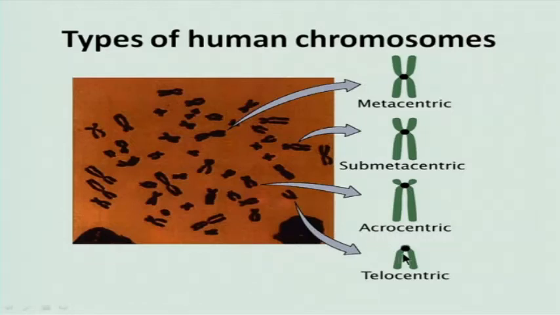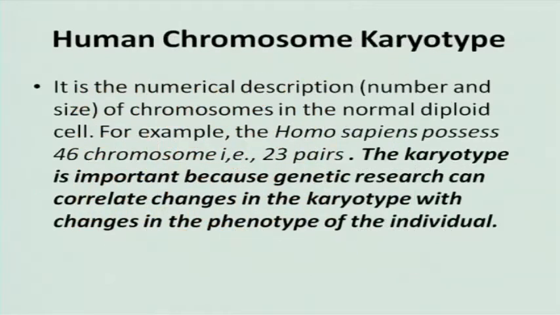And also we have telocentric, whereby the centromere is at the tail end. These are the 4 types of human chromosome that you can observe at the metaphase. I told us that you can only see a chromosome very visibly at the metaphase.